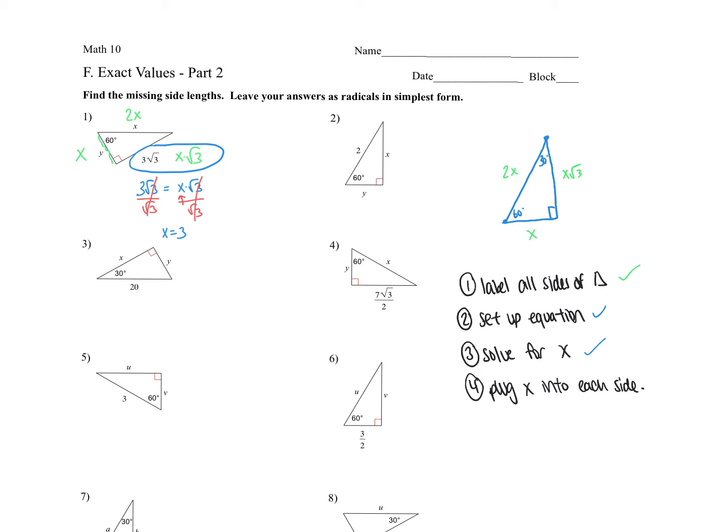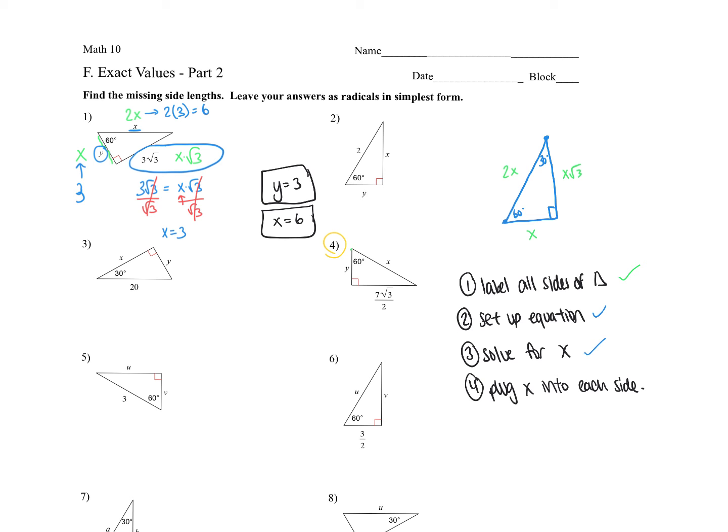Now we're going to plug in x into each side. So this side, the short side, is just x, which we know is 3. So that means that y equals 3. Then in this side, we know that the hypotenuse is 2 times x, and x is 3. So 2 times 3 is 6. So the hypotenuse, which they labeled as x, is 6. Okay? All right, let's try number 4 together.